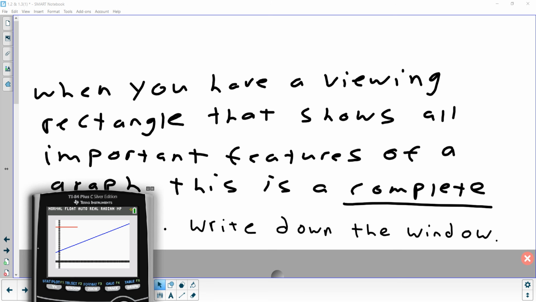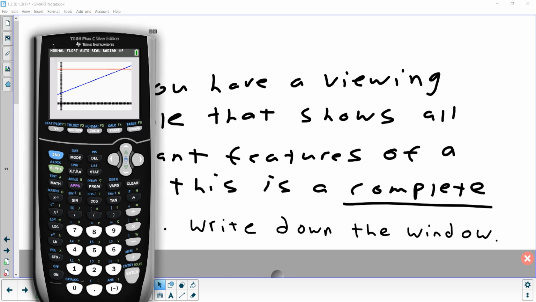The important thing you're looking for there is the intersection. So write down the x-min, x-max, the y-min, and the y-max. You may have a different complete graph than somebody else. Like if somebody said, well, what if I did 300 instead of 200? Yeah, that'll be fine. You're still going to be able to see pretty clearly where those lines cross. No issue with that at all. So the point is, when you're finding a complete graph, there might be more than one window that's an answer.